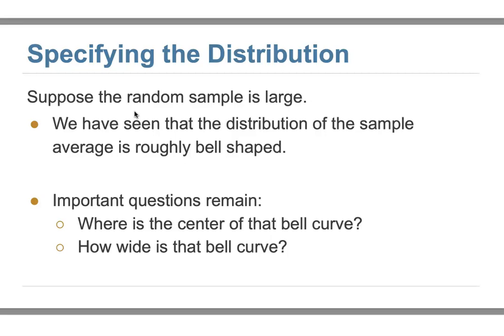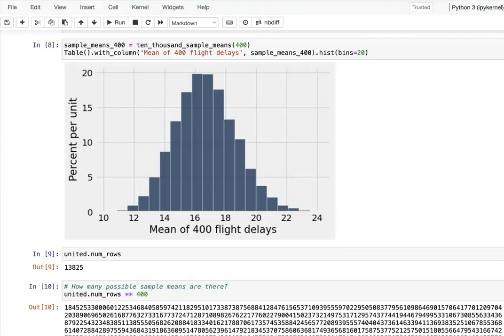The important question we want to ask is, where is the center of the bell curve? Because if it's a normal distribution and we can find that center, we find the average. And also, how wide is the bell curve? At the end of last lecture's video, we showed sample sizes of 100, 400, and 1,000. They all look bell-shaped, but the width of the bell curve is quite different. So let's go back to our demo.